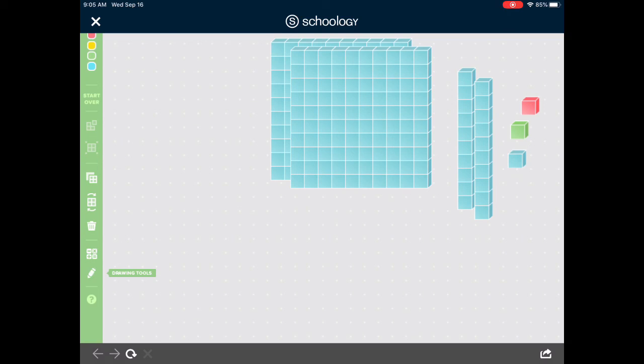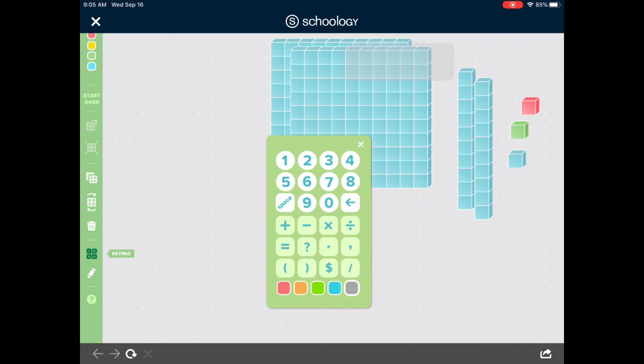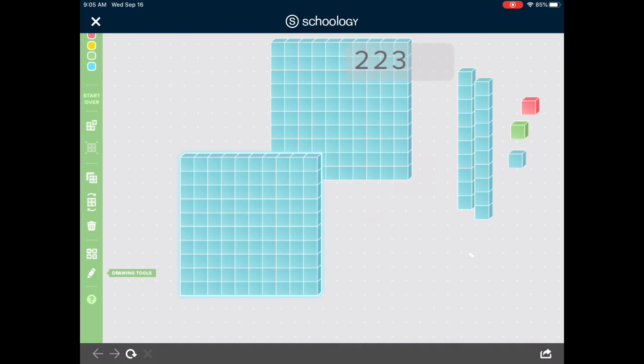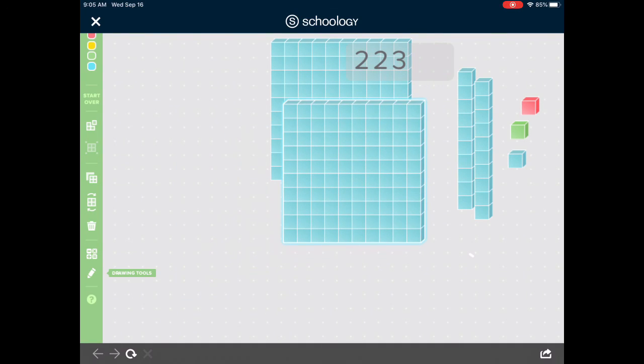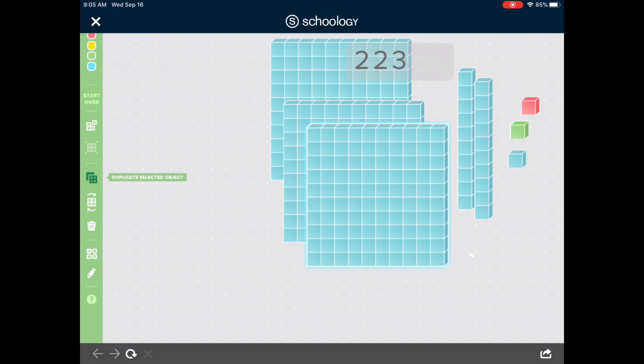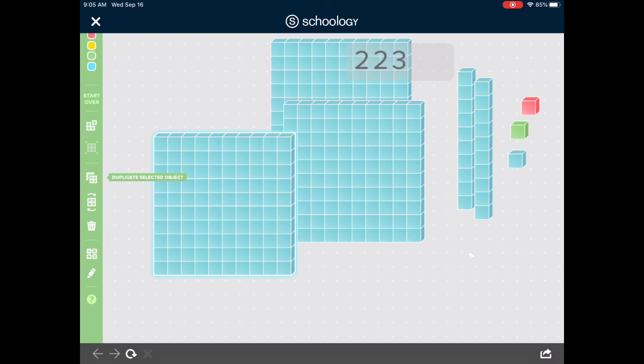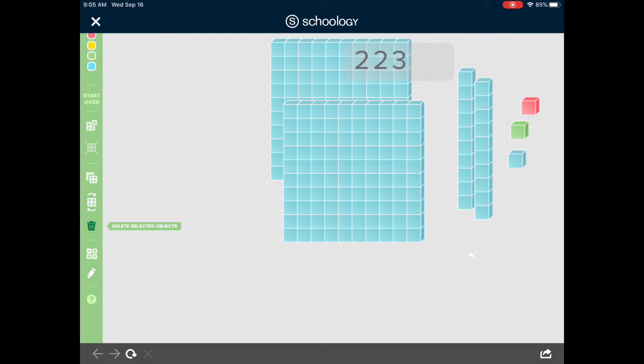I can write 200. Oops. I have a keypad too. I can write 223. There we go. I can record my number up there. I can select them and delete them if I need to. And you'll see on your iPad that you're able to do some writing too with this drawing tool.